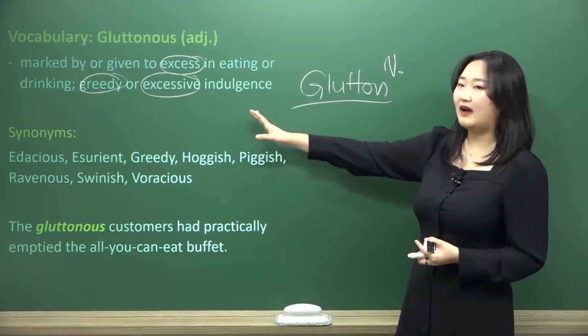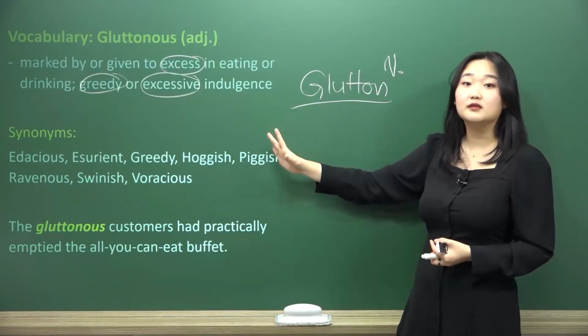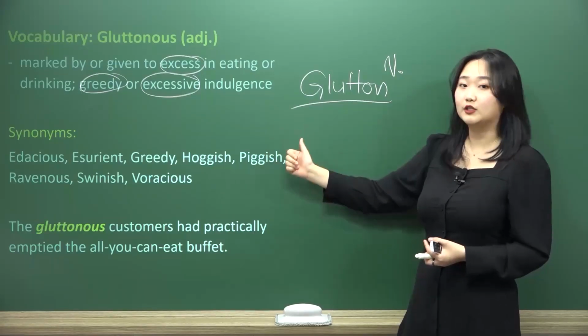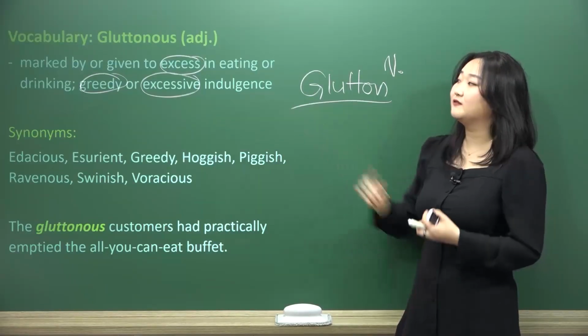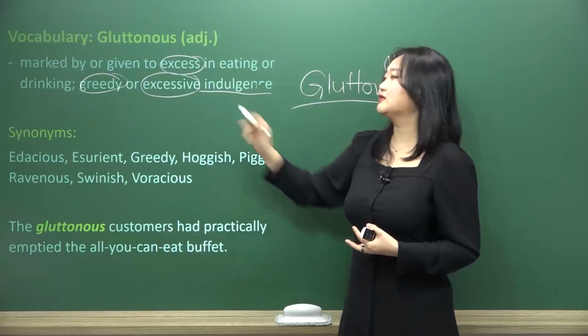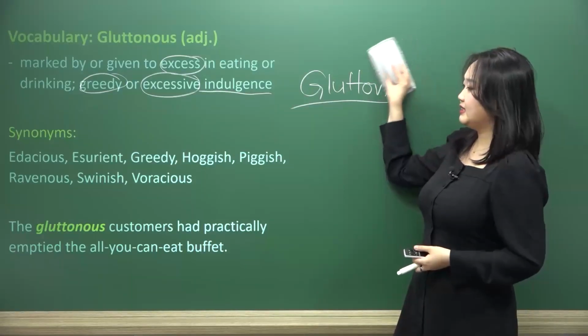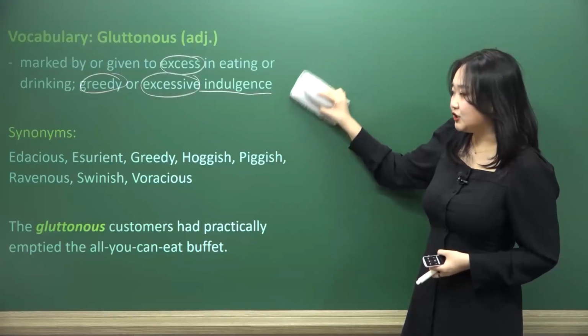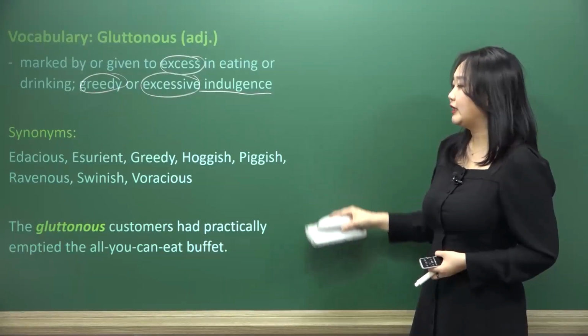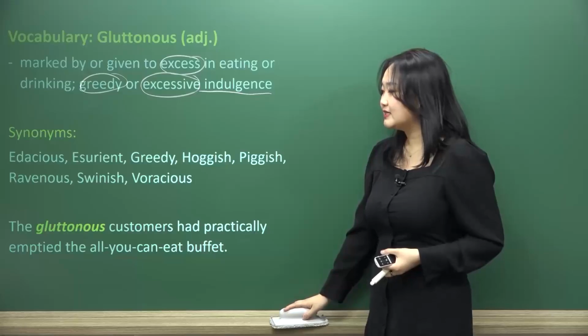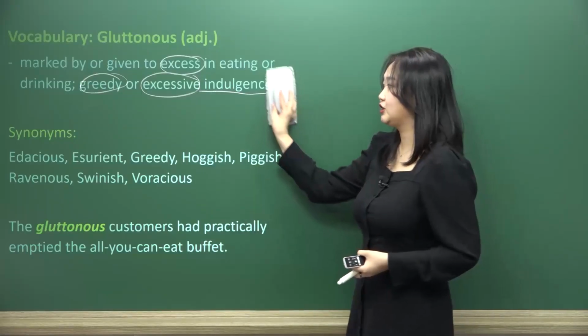Same thing though, we don't have to always make it about food. We can talk about something else entirely as well. It works just fine. Greedy or excessive indulgence, okay? Doing something that you like to an extreme degree. Therefore, our synonyms for today are audacious, esurient, greedy, hoggish, ravenous, swinish, and voracious.